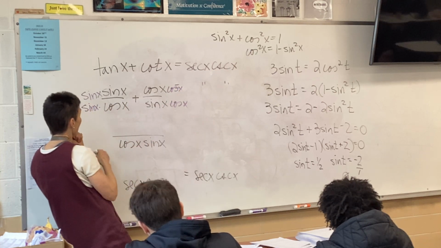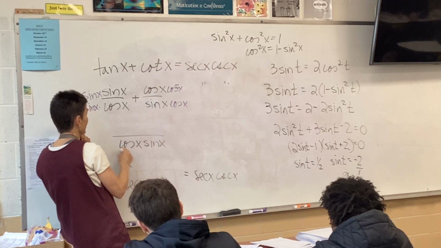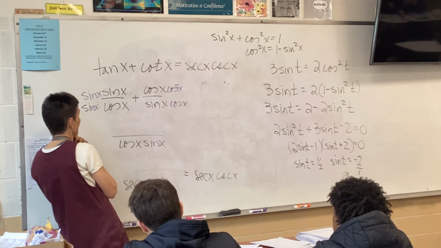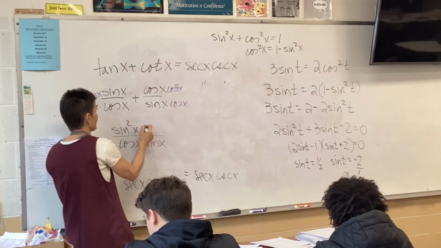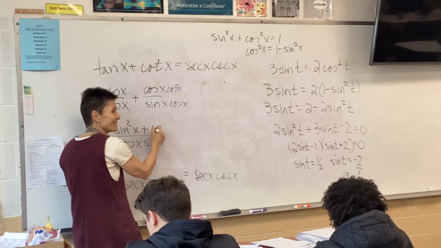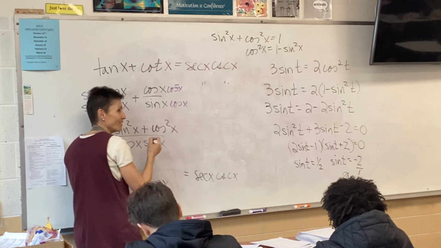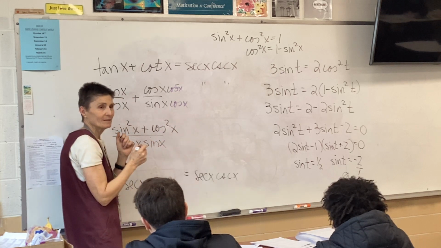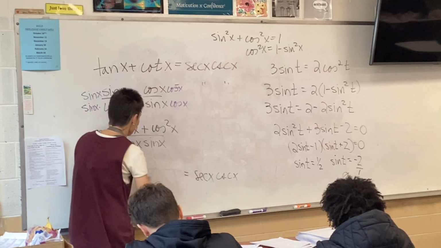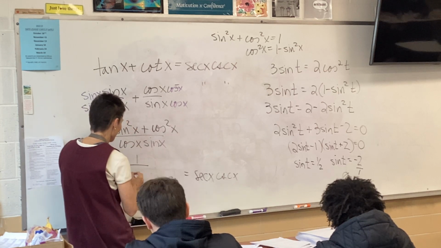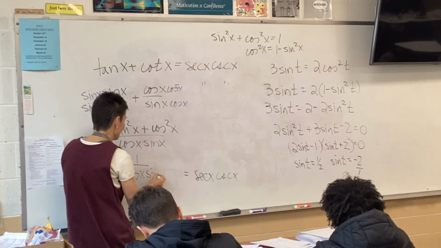So what do I have on top? I know my bottom, my common denominator, is cosine sine. What do I have on top? Sine squared plus cosine squared, which is 1. I mean, there's a line here: 1 over cosine sine.